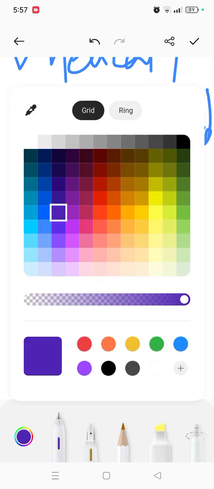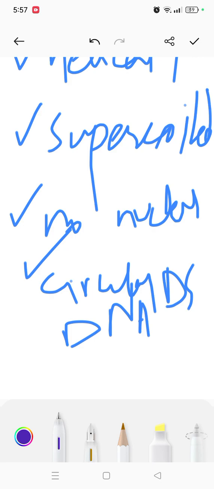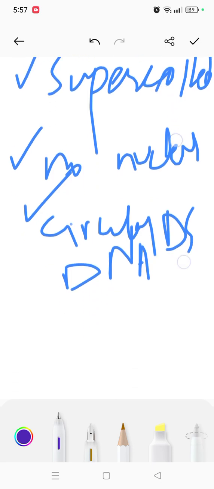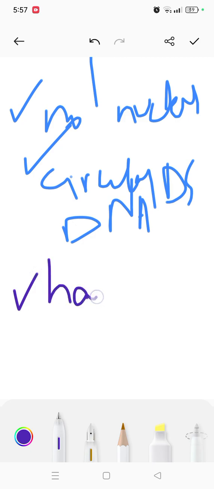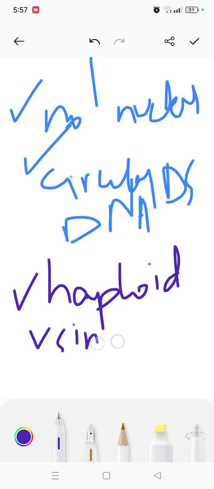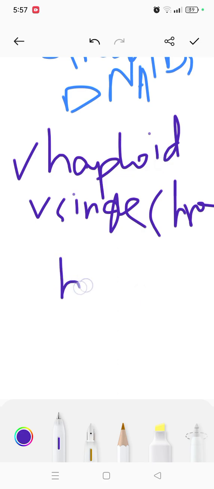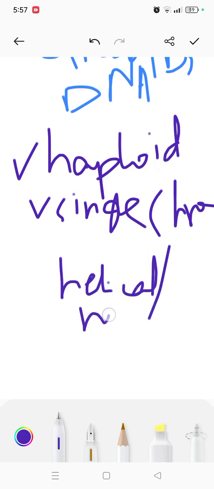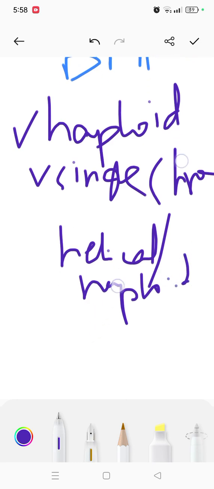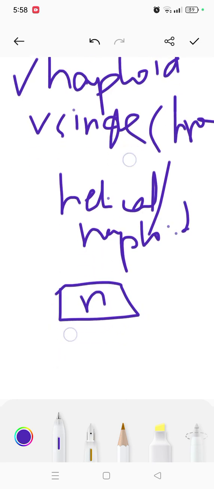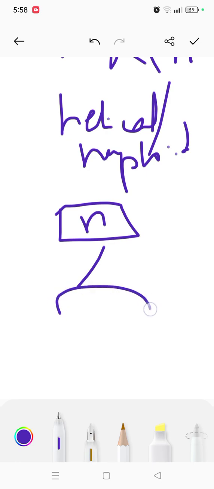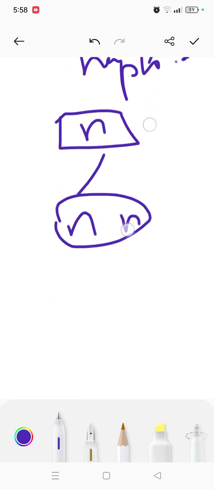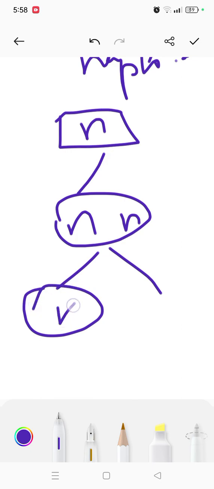I'm sure my writing is not looking very good today. Well, you will see that they are haploid due to single chromosome. They are haploid in their structure, haploid due to single chromosomes. Okay, so it's like helical and haploid. This structure would be like n in number. This would again be divided into 2n, and in the end they will become like these. Okay, so I'm sure it's clear to you.